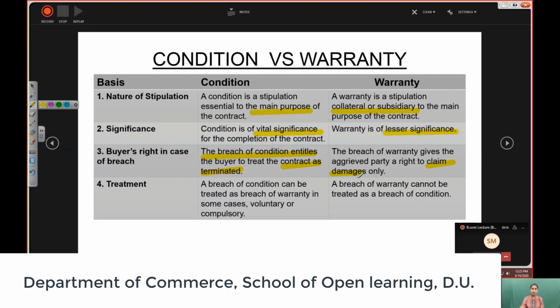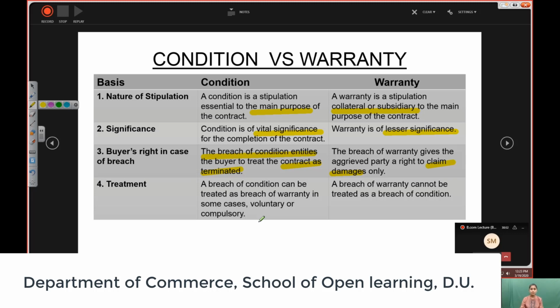So let's look at the next basis, which is treatment. A breach of condition can be treated as a breach of warranty, in some cases voluntarily or compulsorily. See students, it does not mean it differs from one person to another. For example, if there is a breach of condition, it does not mean that in every situation that person will cancel the contract. If I said that I wanted a watch made in China and now you're getting a watch made in Switzerland, it does not mean that you cancel the contract.